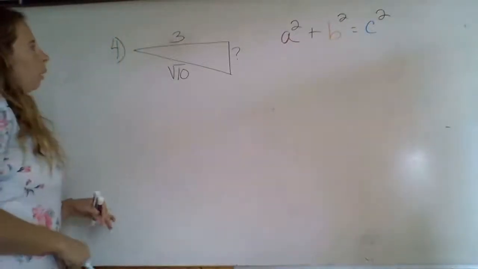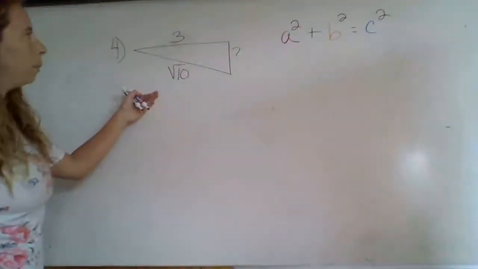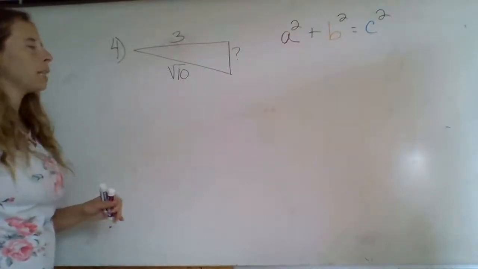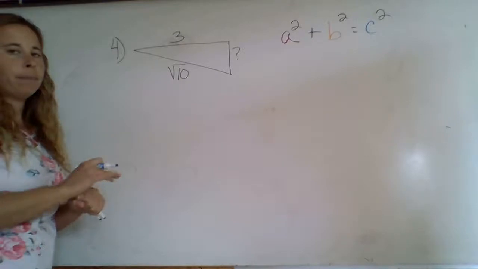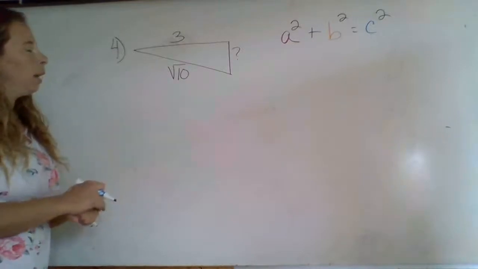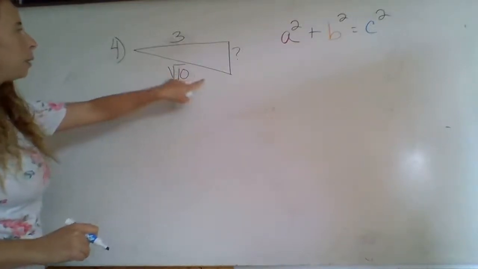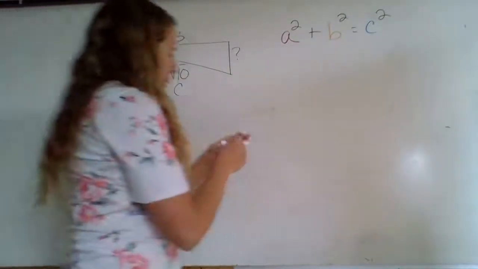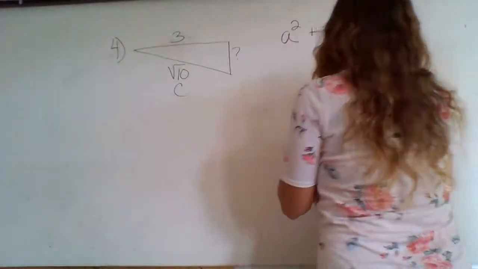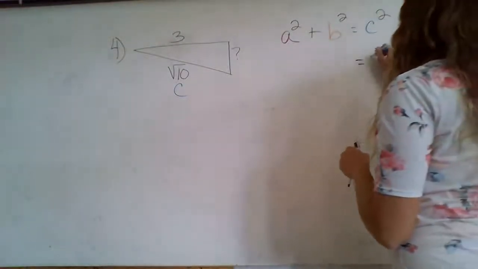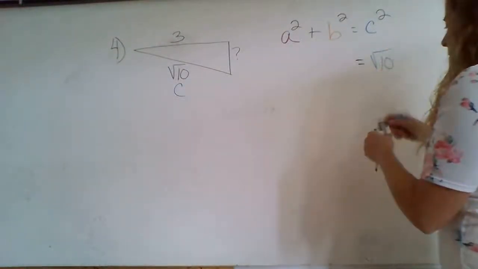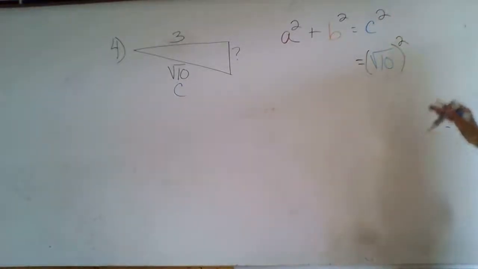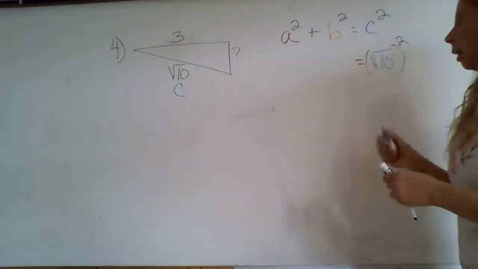So, what do we know? Looking at our triangle, what do we know? Do we know A and B, B and C? I guess I should ask, what are we missing? Okay. This is your hypotenuse. So this is C. So you know C. So I'm going to fill that in. So C is the square root of 10, and that is squared. All right, substitute square root of 10 in for C.